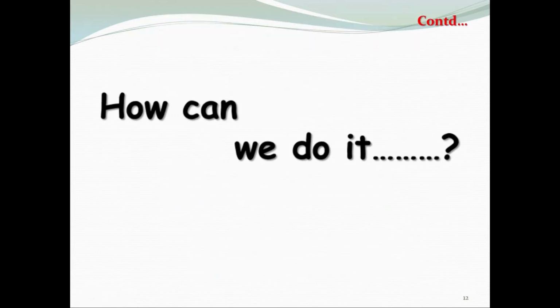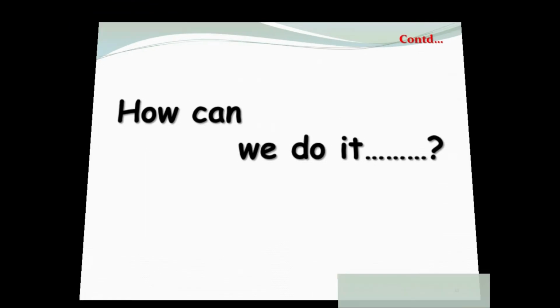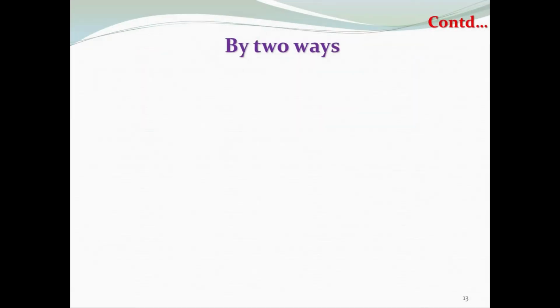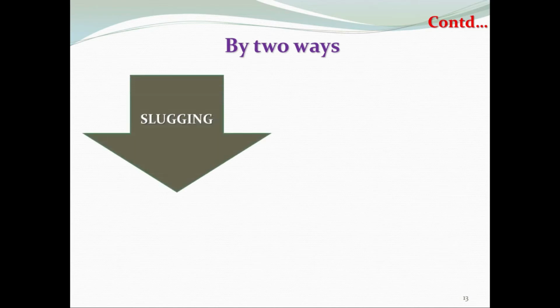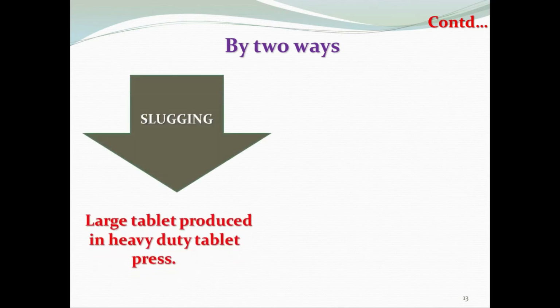Now how we can do dry granulation, that we are going to say. We are doing dry granulation in two ways. Okay, first is called slugging. It is done for large tablets produced in a heavy duty tablet press. What we are doing in slugging is preparing large tablets in a tablet machine or tablet press, and after that we are breaking these tablets again. Due to that, the powder particles will develop certain forces between them and will get converted into aggregates of particles.